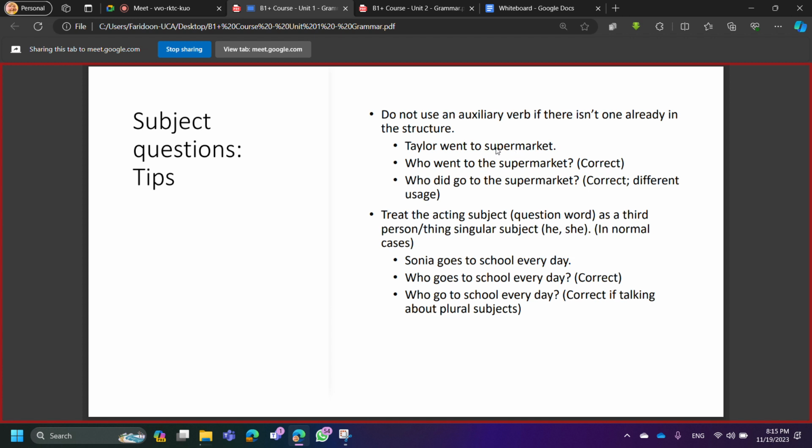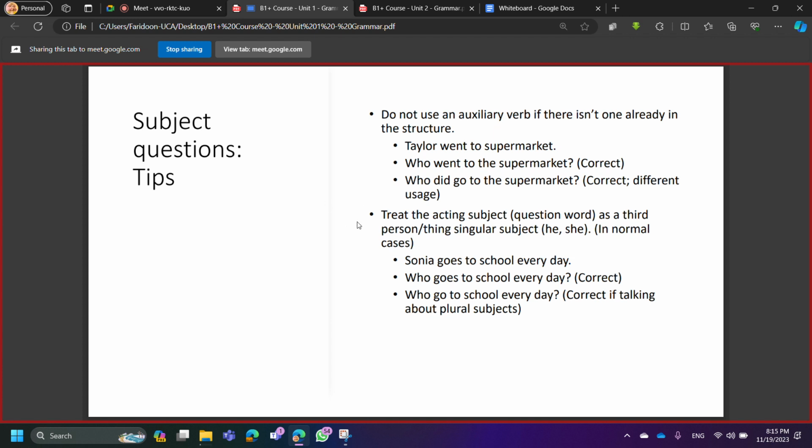So, present perfect is okay, other perfect tenses are okay, but in the past simple and in the present simple, I believe, only two of them I think we have, auxiliary verbs are not needed in the positive statements. So when you're changing a positive statement into a subject question, you don't need an auxiliary verb.